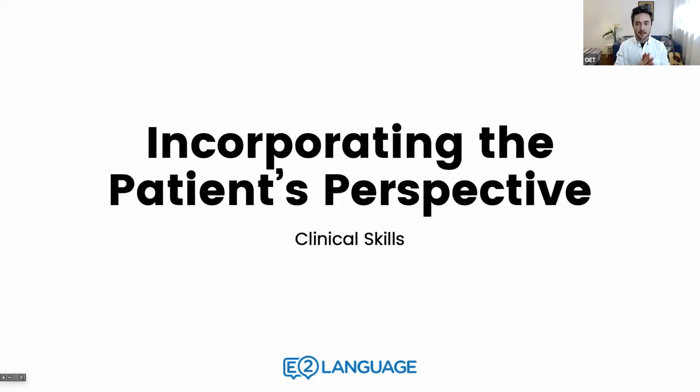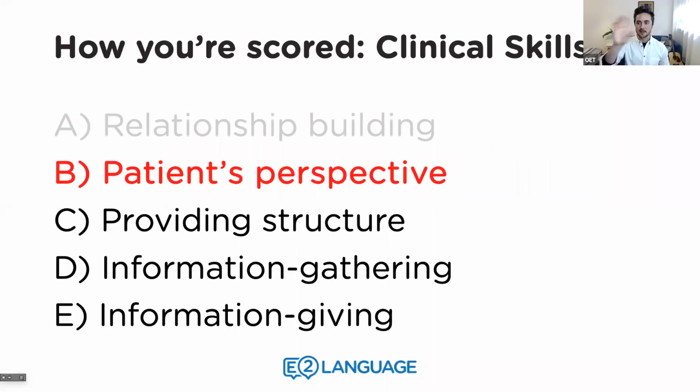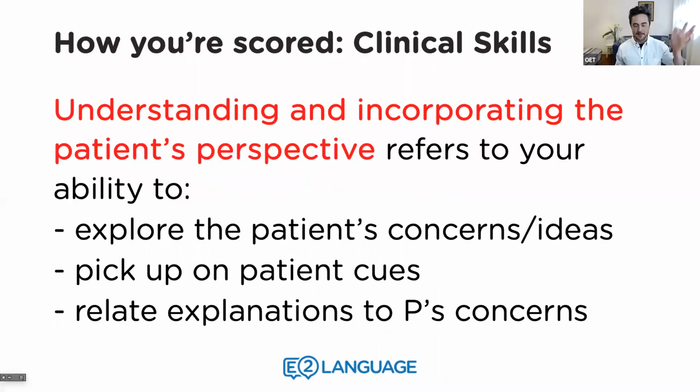Next part is incorporating the patient's perspective. So we looked at relationship building, okay? And really a lot of that's done in the first 30 seconds of the role play. You really need to build a trusting relationship there. And also this part here, patient's perspective. It's called understanding and incorporating the patient's perspective. It refers to your ability to explore the patient's concerns and ideas, pick up on patient cues, and relate explanations to patient's concerns. So let's go through each of these.